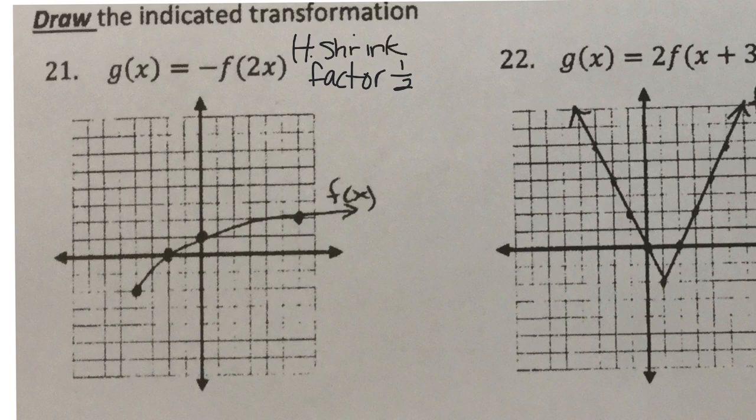And then the negative on the outside is a reflection in the x-axis. So a horizontal shrink factor of 1/2 means all of the points get half of the distance closer to the y-axis. They're shrinking this way. So these points are going to go half as close, and half as close.